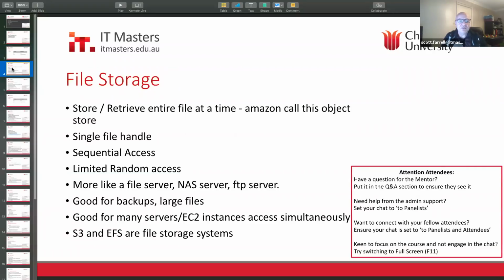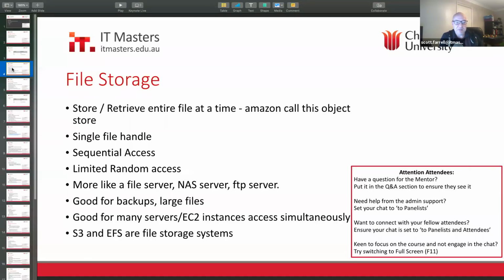So when I talk about file storage, we're storing a whole file at a time. So this is more like a file server or a NAS server or an FTP server, or like a Windows share. So you're largely handling the whole file at a time. More often than not, you're going to read from the start to the end of the file. That's called sequential access. And you can do some random access, but it's limited and it's usually slow. So you usually try to avoid it.